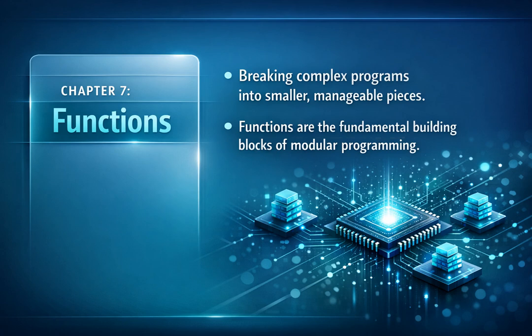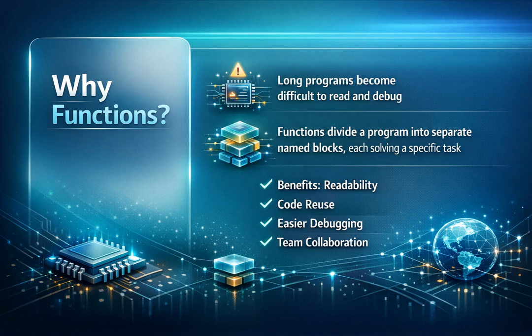Welcome to Chapter 7, Functions. As programs grow longer, they become harder to read and debug. Functions solve this by letting us break a big problem into smaller, self-contained, named pieces of code that each solve one specific task. Functions provide 4 major benefits.